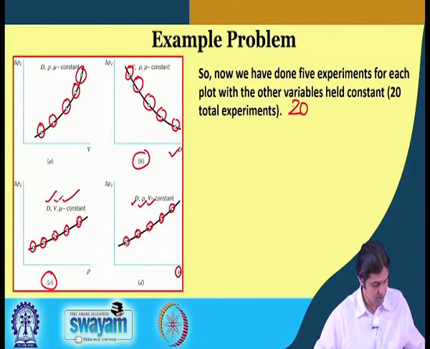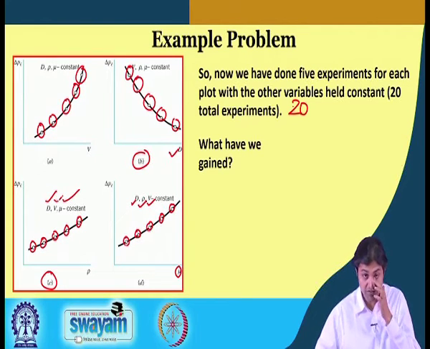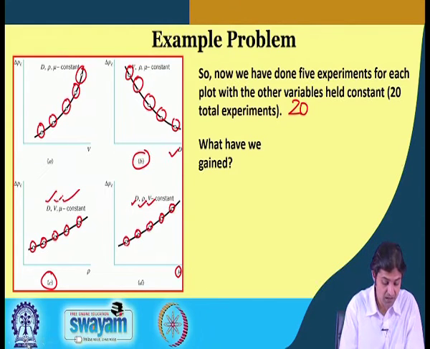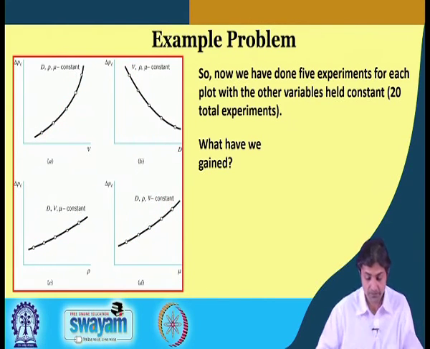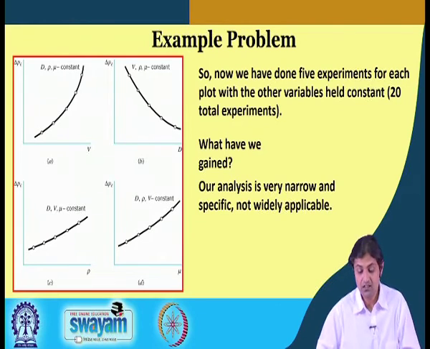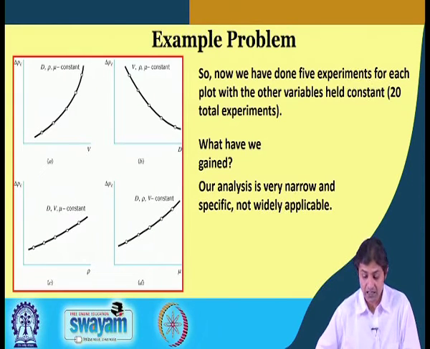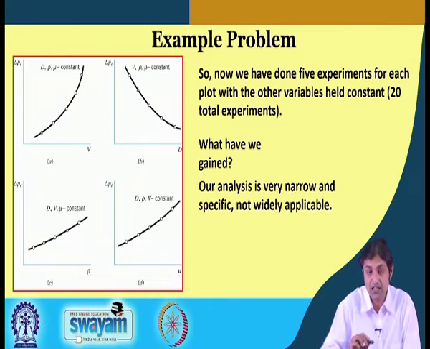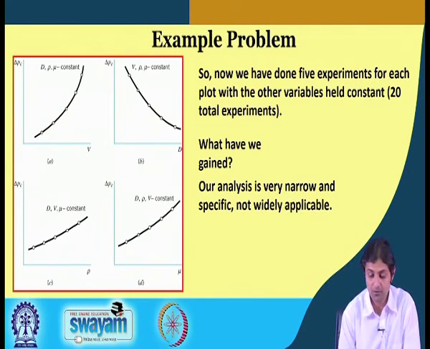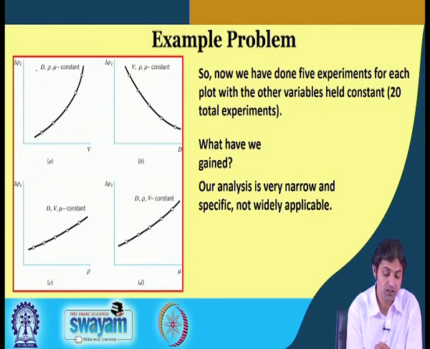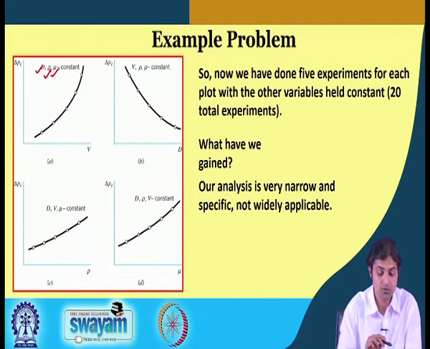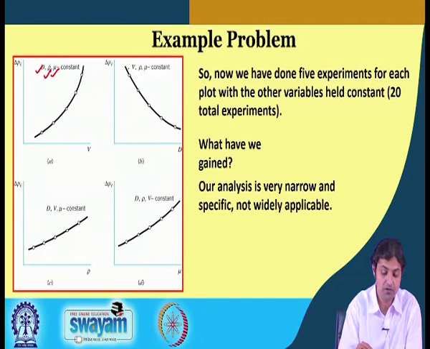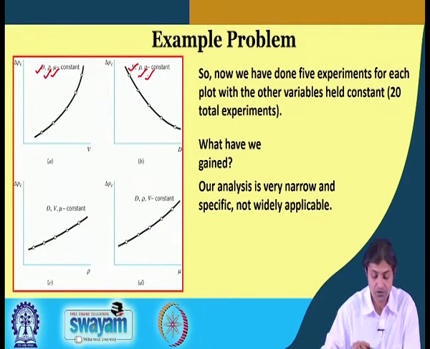All right. So, what have we gained from these experiments? What have we gained? We know that our analysis is very narrow and specific, and it is not widely applicable because we have only 20 experiments, and for a particular pipe diameter, rho and mu. In the other we have a particular V, rho and mu, and so on.